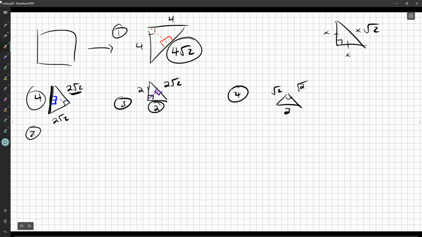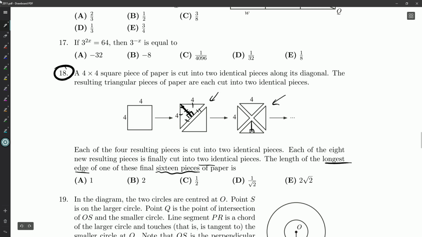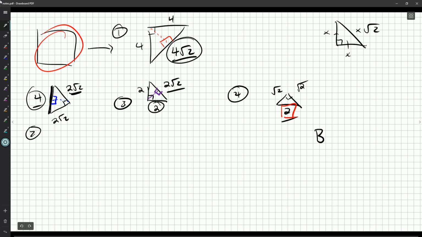But what do we care about? We care about this longest side of these small 16th pieces, 16th the size of the original square. Okay, and you can see that to get the hypotenuse, we just keep dividing by root 2 as we go along. And so our final answer is 2. The longest side on these is 2. And there it is. It gives us an answer of B.